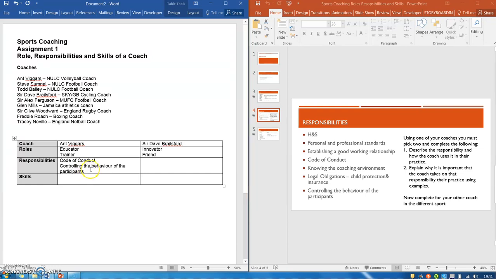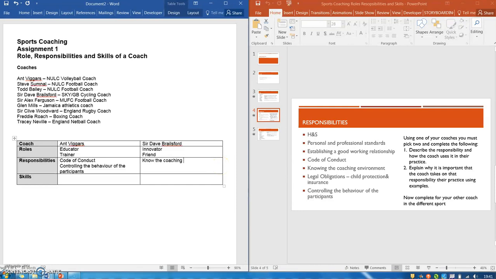It's important to control the behaviour of the players that he has. He might have some younger players that he needs to control as well. Now, I didn't choose that for Dave Brailsford because I think he's working with high-end level athletes. He doesn't really have to worry too much about controlling the behaviour of the participants. However, he does need to know the coaching environment.